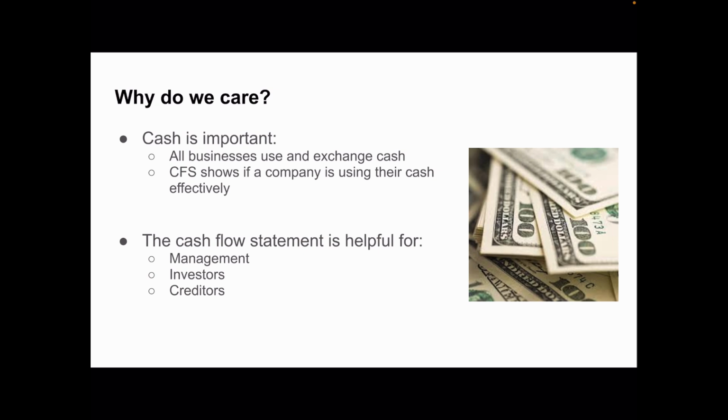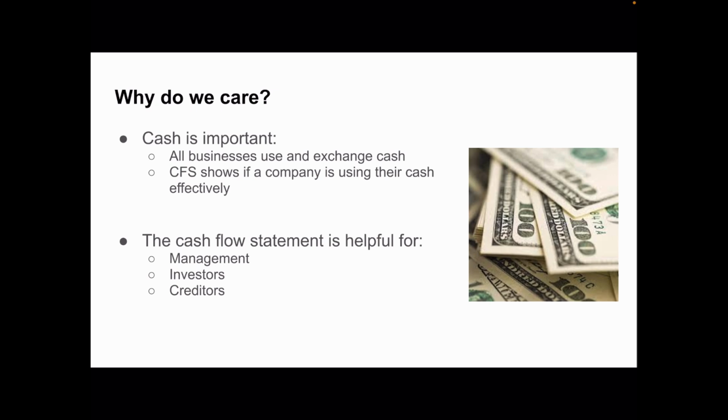Investors would be able to use that information to make more informed decisions about their investments. Creditors would be able to see how capable a company is to repay their loans, and so on. The cash flow statement serves this purpose and acts like a gateway into seeing what transactions make up the cash account found on the balance sheet at the end of the year.